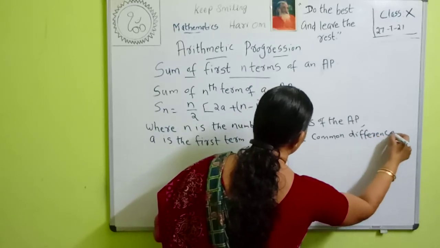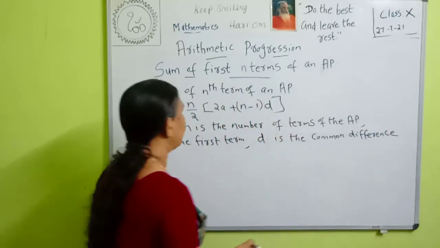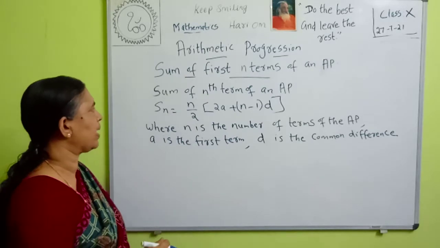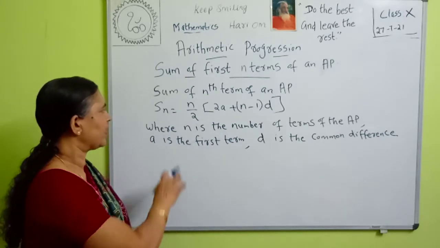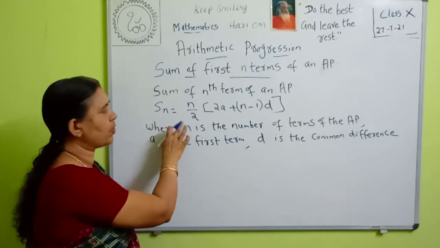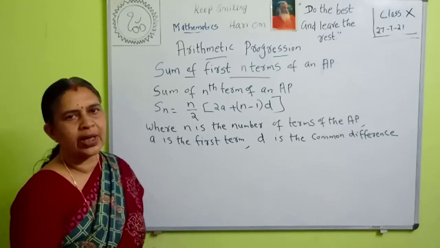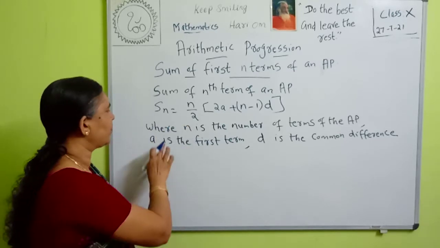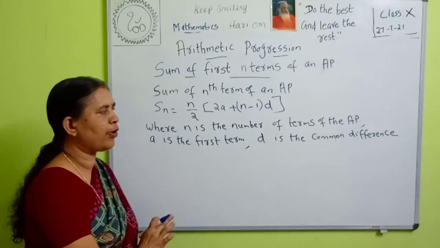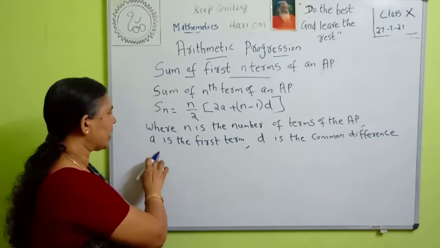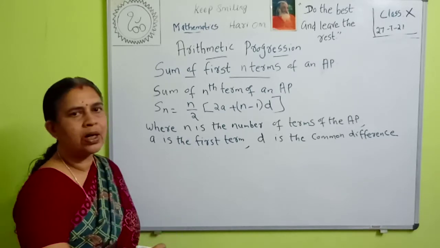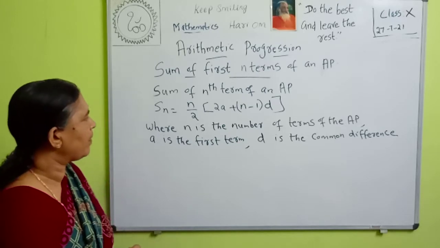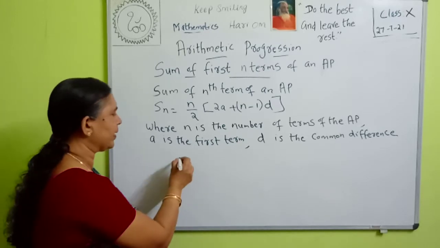So, if the AP is given and you are asked to find the sum of n terms of an AP, we can use the formula Sn is equal to n by 2 into 2a plus n minus 1 into d, where n is the number of terms of the AP, a is the first term and d is the common difference. Then one more formula to find the sum of n terms of an AP.